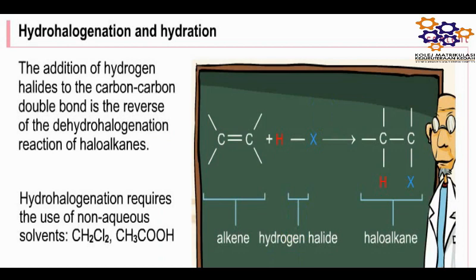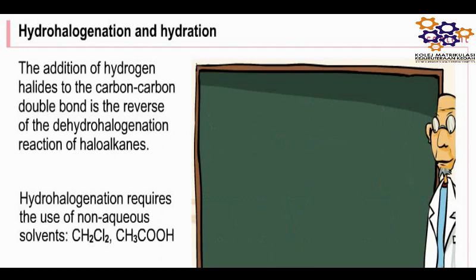Hydrogen halide is added to the double bond in 2 steps. In the first step, the relatively loosely held pi electrons of the carbon-carbon double bond, which act as a nucleophile, are attracted to the electrophile. This forms a carbocation. In the next step, a halide anion is attached to the positively charged carbon atom to form a haloalkane. Hydrohalogenation requires the use of non-aqueous solvents, such as dichloromethane or ethanoic acid.